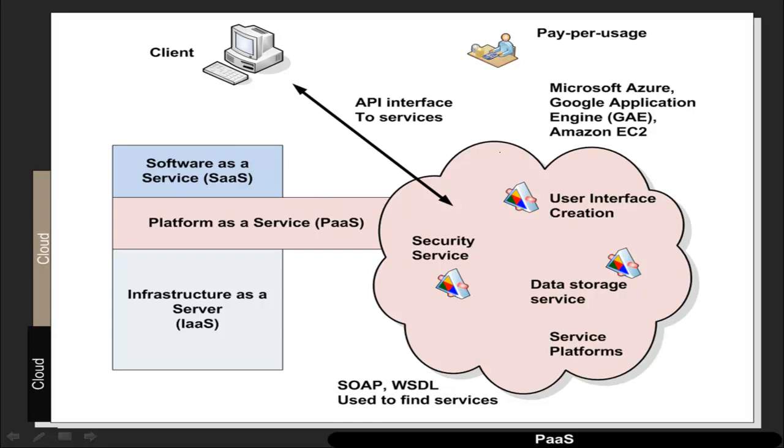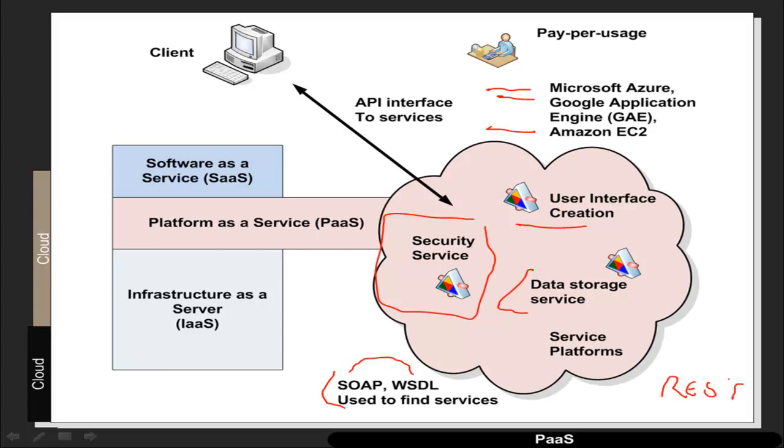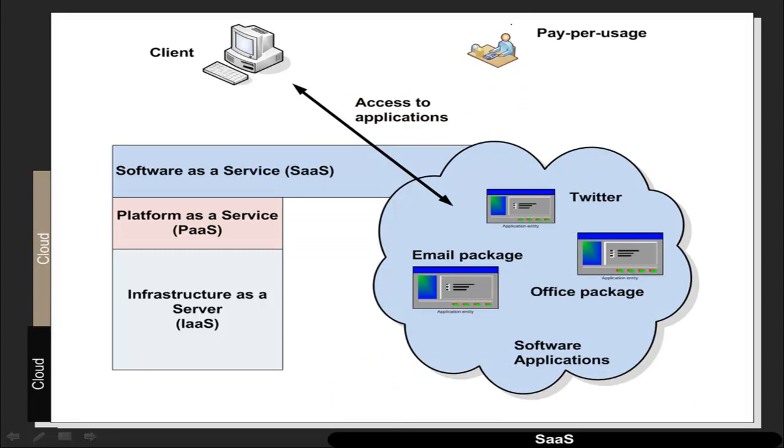We can then have platform as a service, and this is where we see the Google App Engine, Amazon EC2, and Microsoft Azure. With this we can create users, use a data storage service, and even use a security service. Typical protocols used in here are SOAP and WSDL, which are used to find services, but as we'll find, RESTful services are also widely used. Again, we have an API to interface to our services and then bundle them together to create our applications.